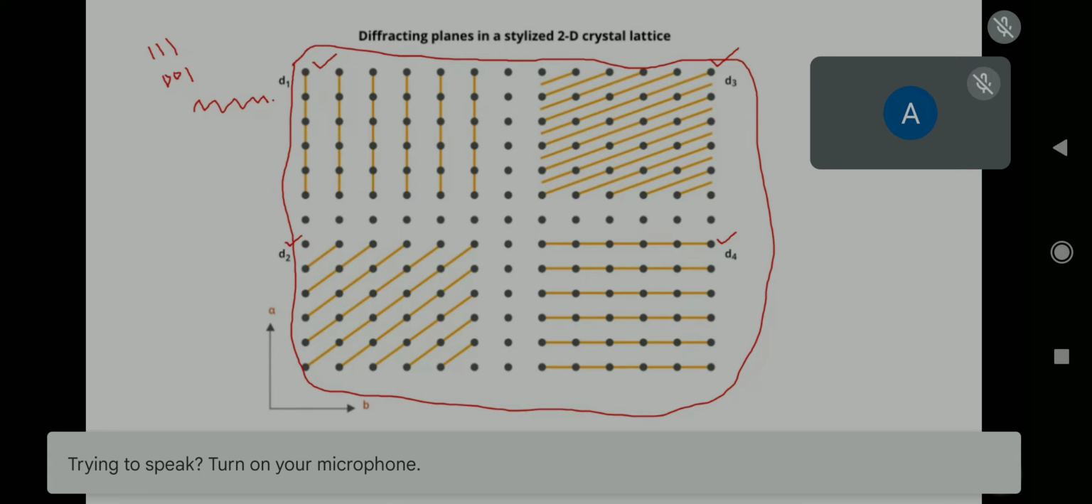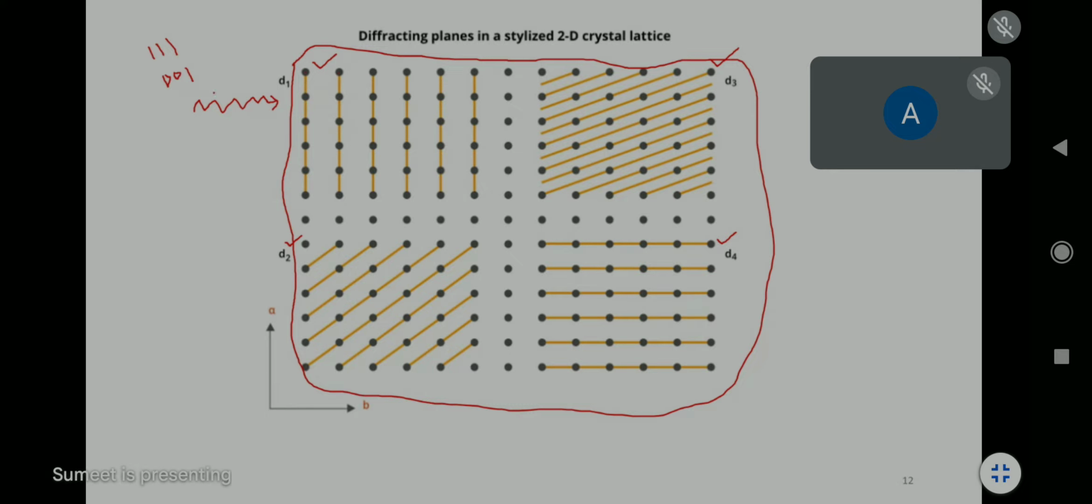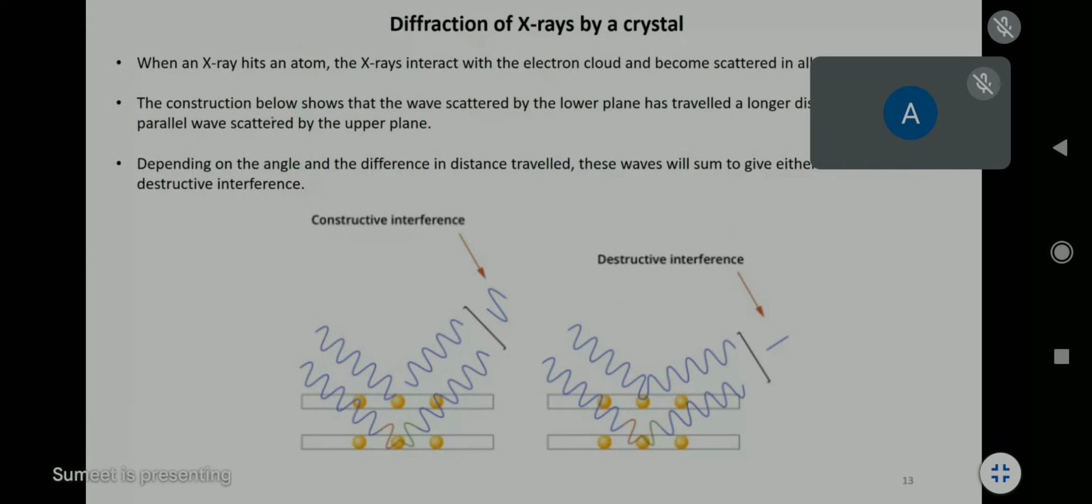and this is the source, this X-ray source is rotating. When this X-ray source is rotating, X-rays will fall on this crystal lattice from different directions. That is why the X-rays will get diffracted from different planes. So this is the constructive and destructive interference. Constructive means the X-rays are getting added up and their magnitude is increasing, and in destructive they are getting cancelled out.